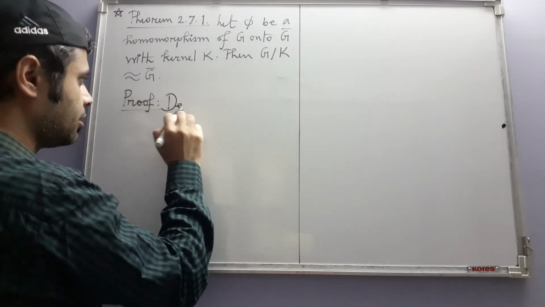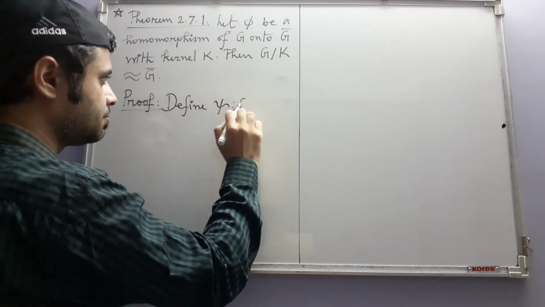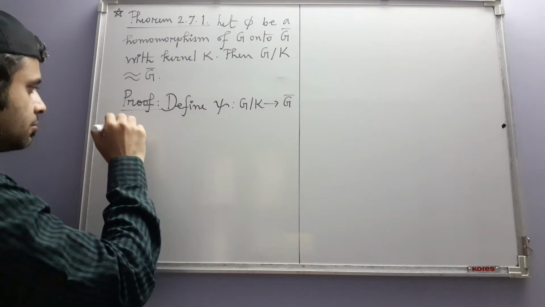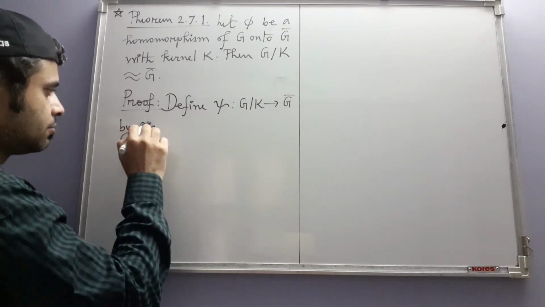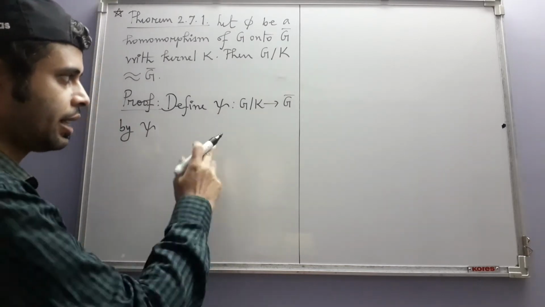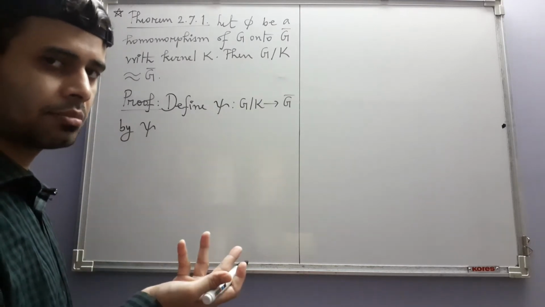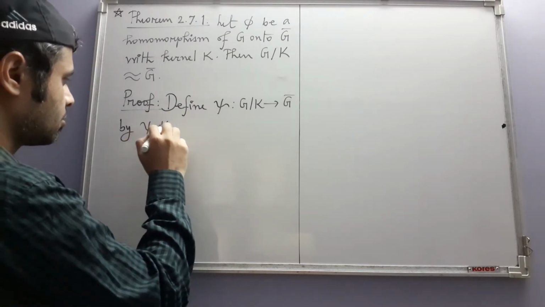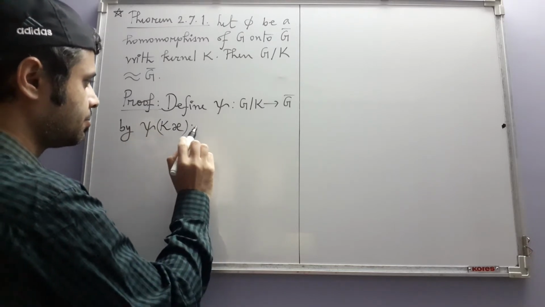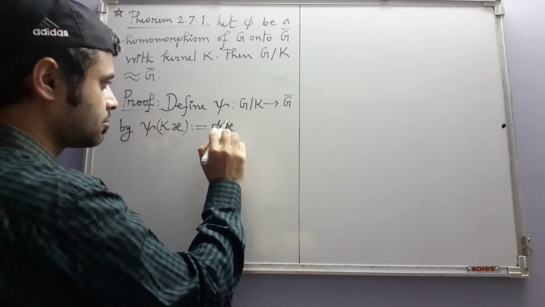So the map is defined like this. Define a map psi from G by K to G bar by psi of an element in G by K will be a right coset of, in fact a coset of K, right or left, it does not matter since K is a normal subgroup. So every right coset is the same as the corresponding left coset. We will map this coset Kx onto the element phi of x.